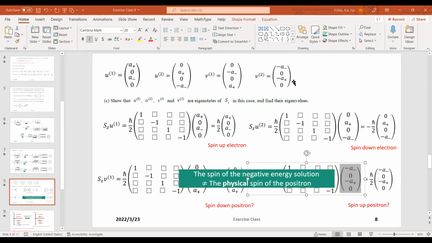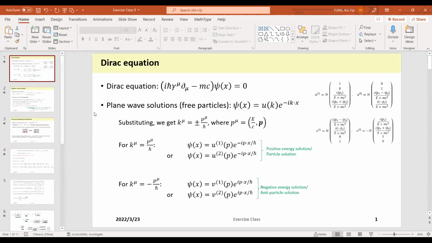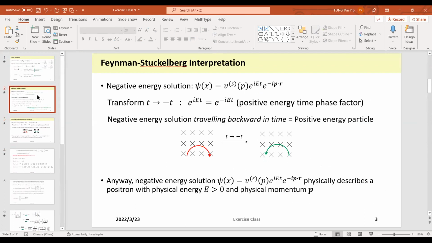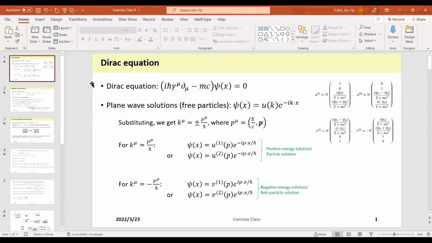Okay, yeah, that's very confusing. Yeah, antiparticles that we can measure in reality are always positive energy. And the negative energy solutions here just correspond to the antiparticles, and so do you know what I mean?